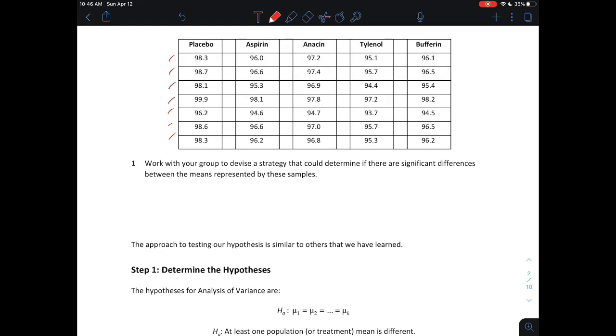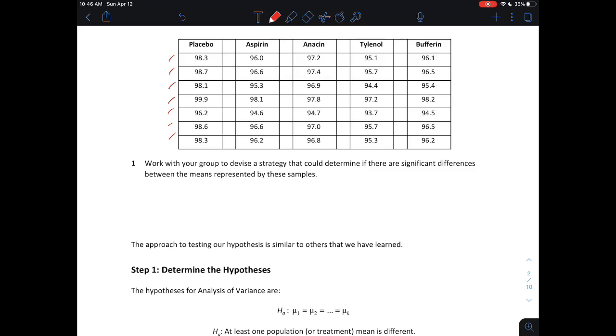So number 1, work with your group to devise a strategy that could determine if there are significant differences between the means represented by these samples. So you can think about this, you can text with each other. Just think, what could you do to try to compare each of these groups? And then try to find out if there is a significant difference between the means represented by these samples. What might you want to do?